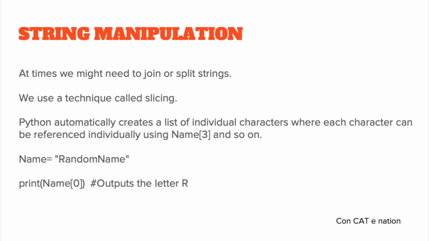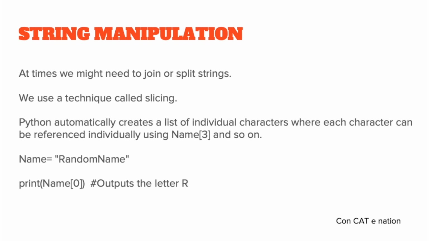It automatically creates a list of individual characters where each character can be referenced individually, just like you would reference an item in an array. So if you typed in a name and you say name square bracket 3, it will get you the 4th character of that name because obviously it starts with 0. So 0, 1, 2, 3 is actually the 4th character.